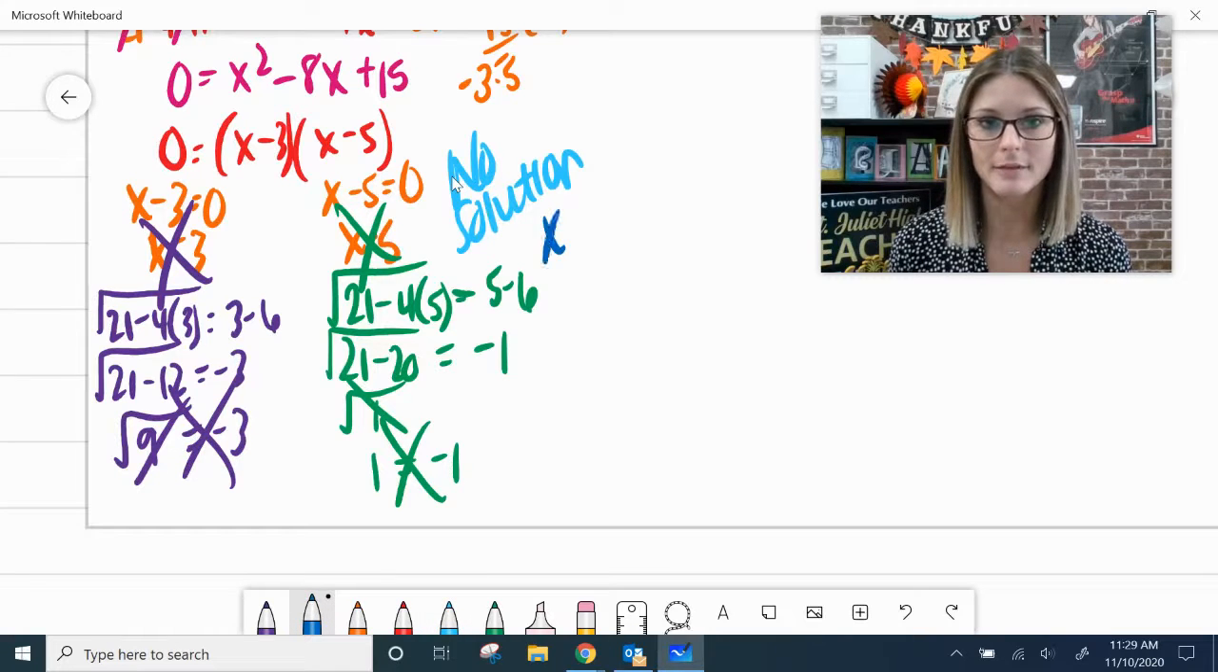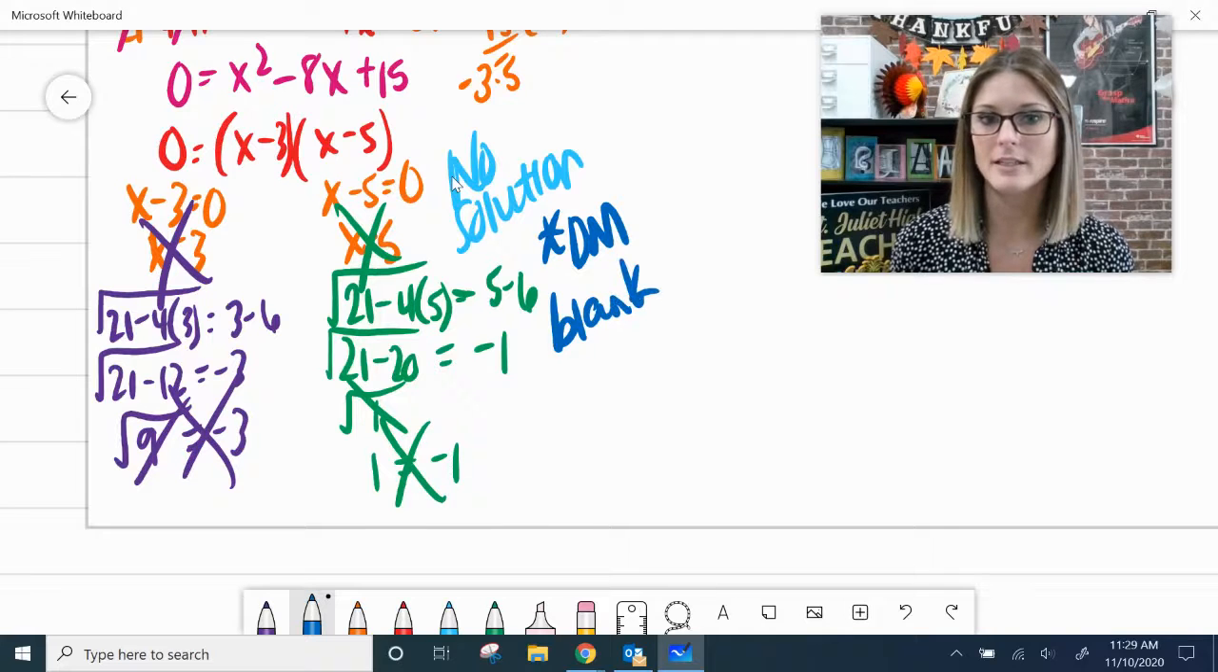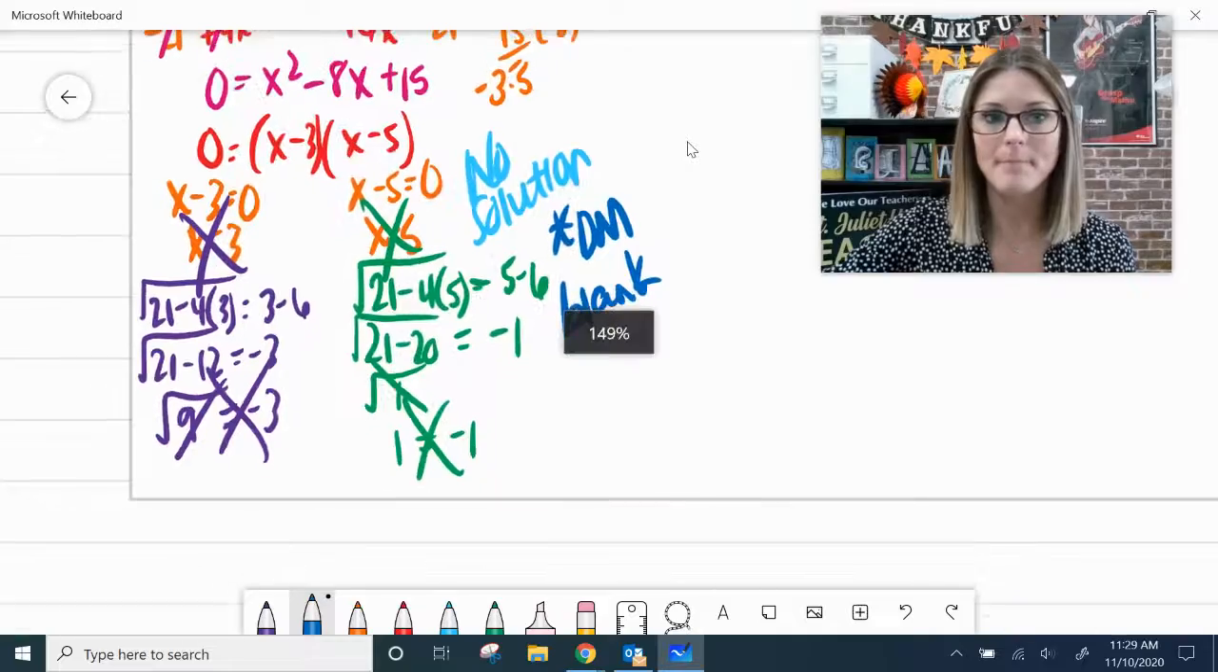For Delta Math, you're going to leave it blank. I know that sounds crazy, but you're going to leave the answer box blank and submit it. And that's going to be how you indicate a no solution on your Delta Math homework, okay?